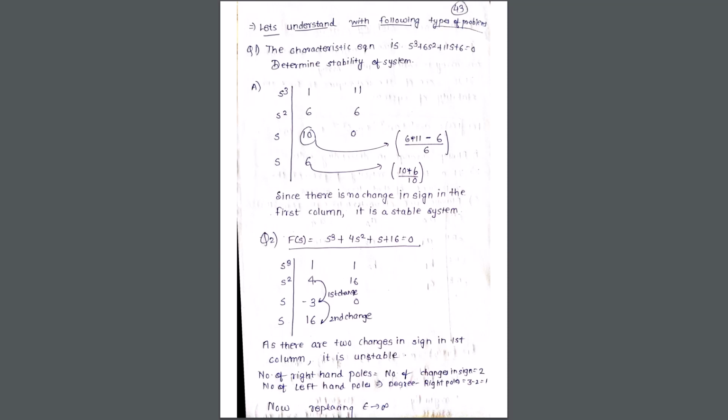Since if you see the first column, okay, remember that the first column is all positive numbers, right? Neither is there any change in the sign. It's not like you have positive, you have negative.